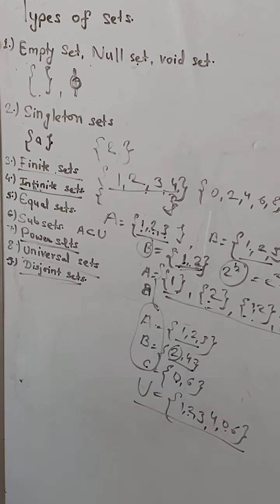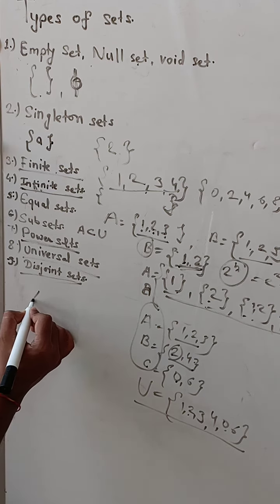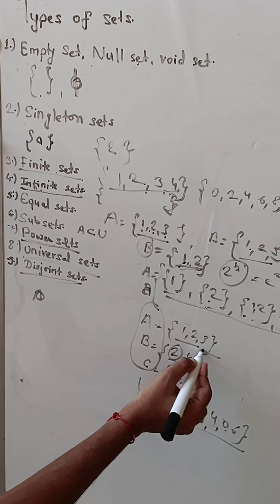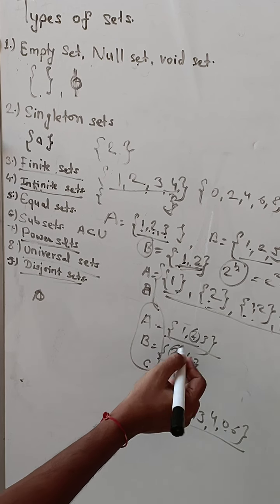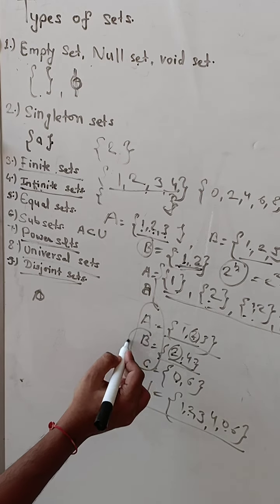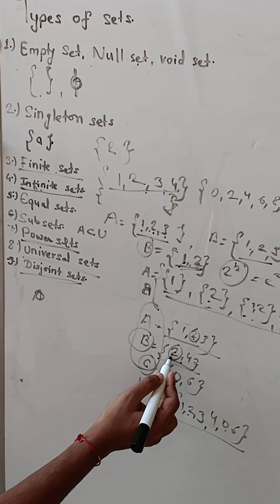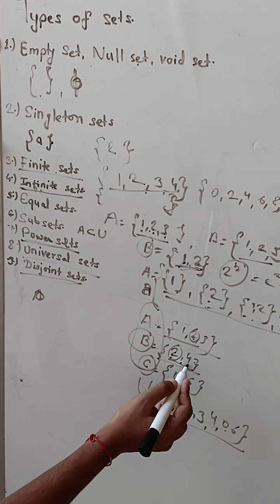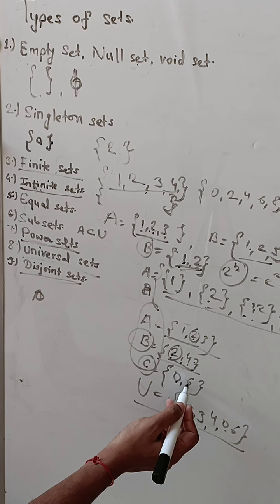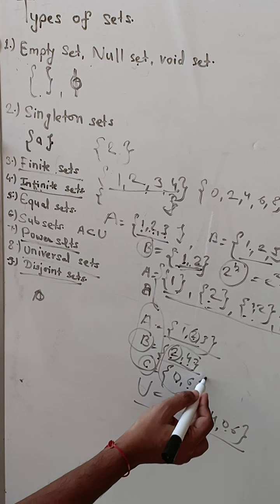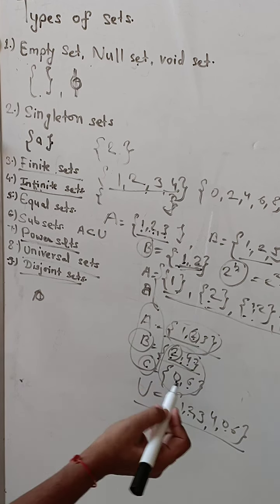And what are disjoint sets? Disjoint sets are sets which have nothing in common. They are called disjoint sets. For example, let's take these. A is this, B is this. Are they disjoint sets? No. 2 is common between them, so they are not disjoint sets. If we take B and C, are they disjoint? Yes. 2 is not present in C. 4 is not present in C. 0 is not present in B. And 6 is not present in B. So they are disjoint sets. Similarly, A and C are also disjoint sets.